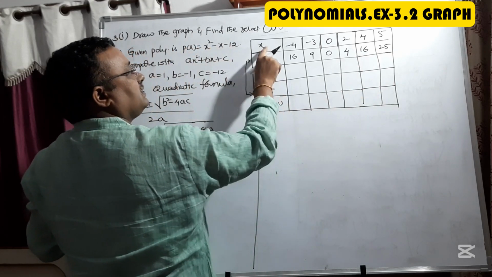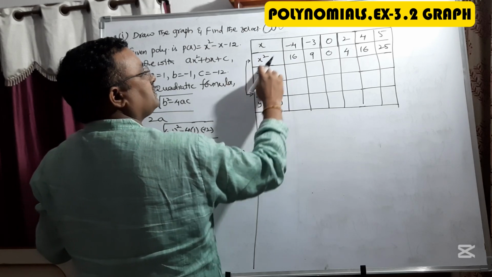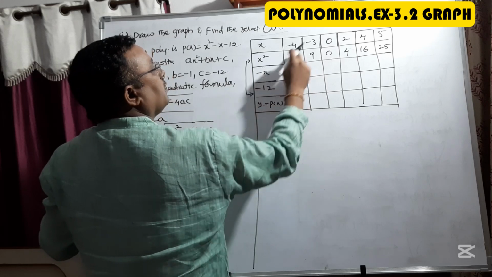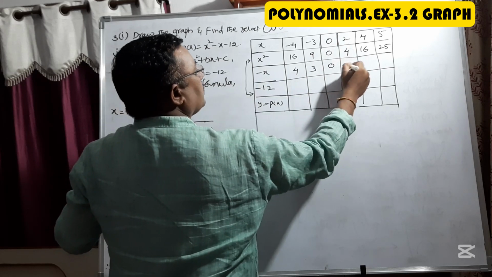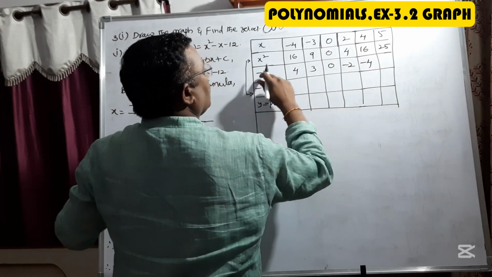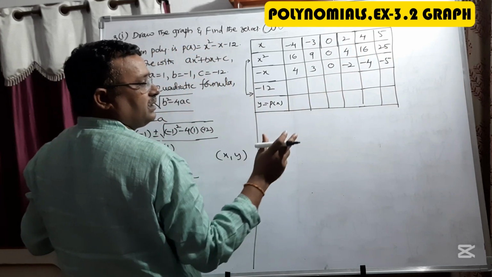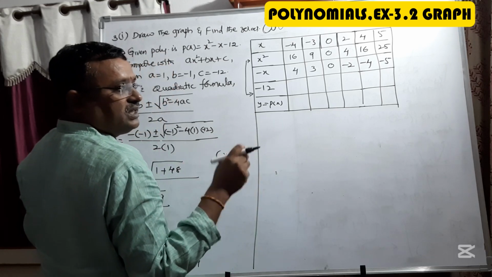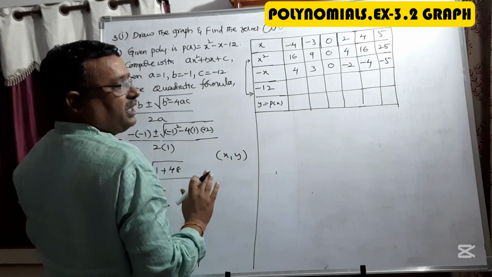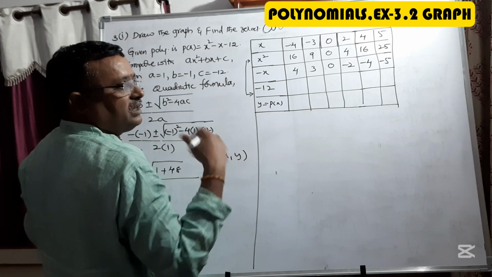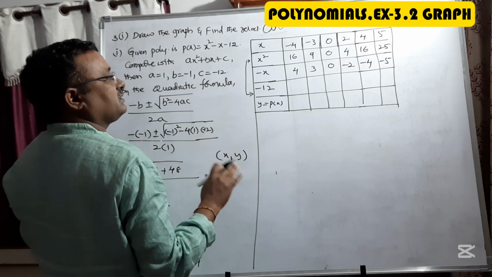Minus x means these x values become negatives, change the sign, numerically the same. Minus of minus 4 is plus 4, minus of minus 3 is plus 3, minus 0 is 0 only, then minus 2, minus 4, minus 5. You check like this, Nana. Don't try to write directly, because our intention is to get full marks in the final exam. Don't lose the marks.